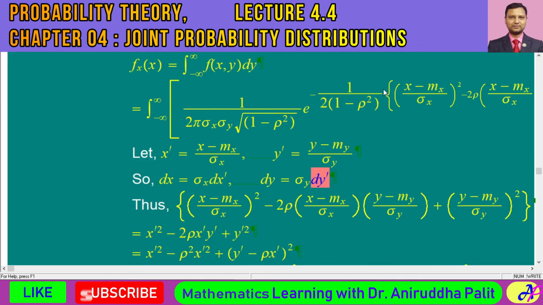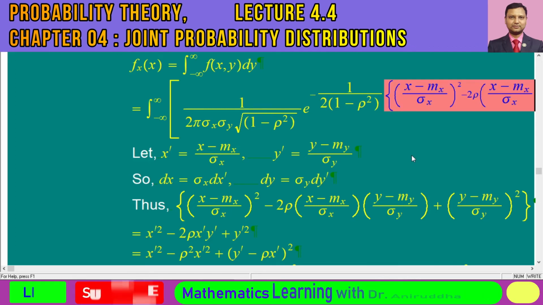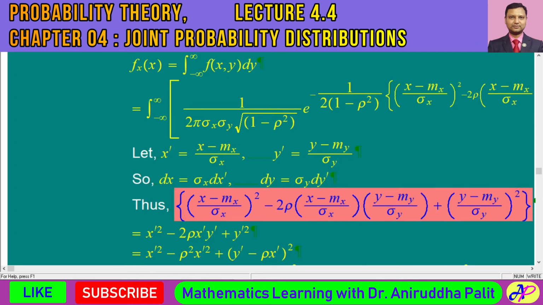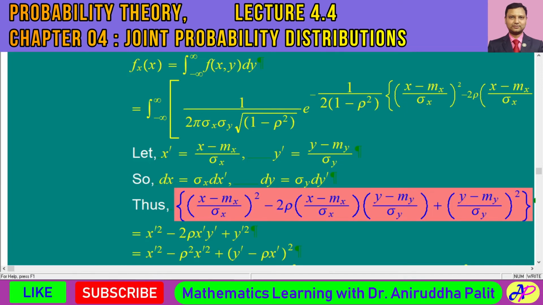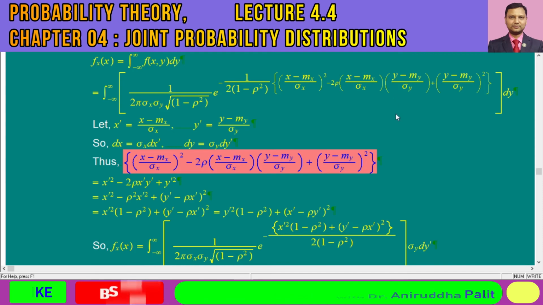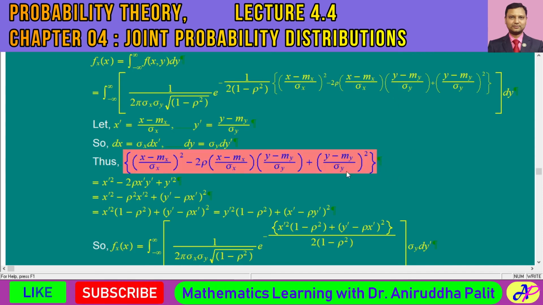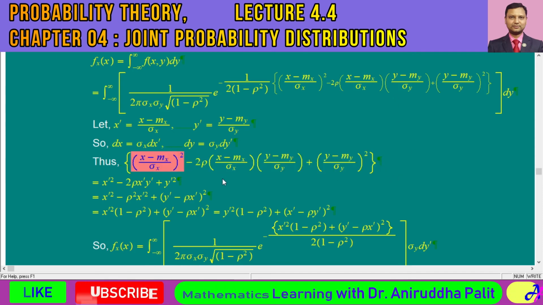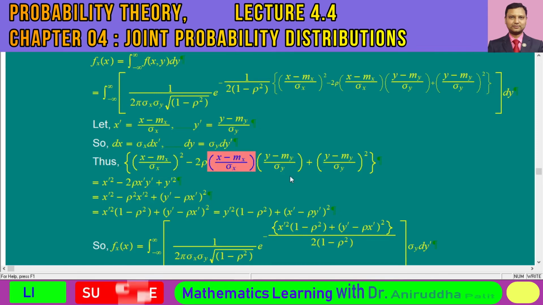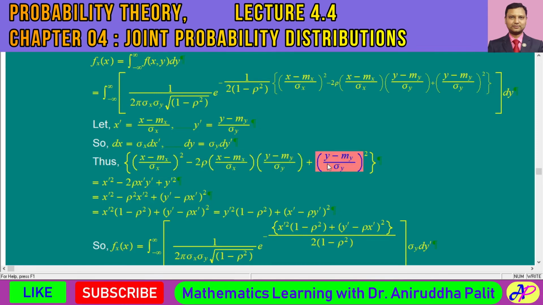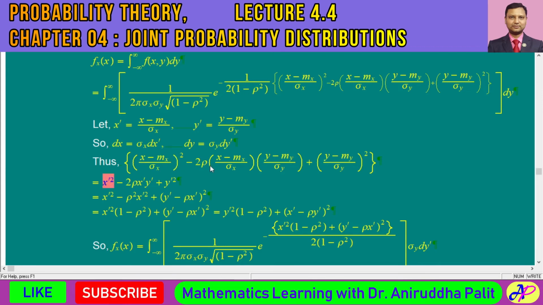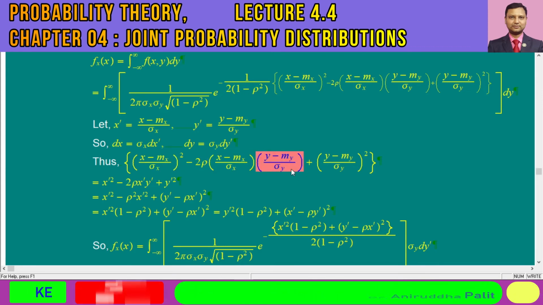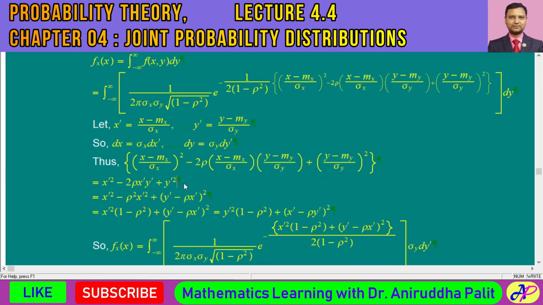Now consider this expression within braces. This is the expression within bracket. This is actually our x prime, this is also x prime, this is y prime, this is y prime. So what shall we have? We shall have x prime square minus 2 rho x prime into y prime plus y prime square. Something like this.